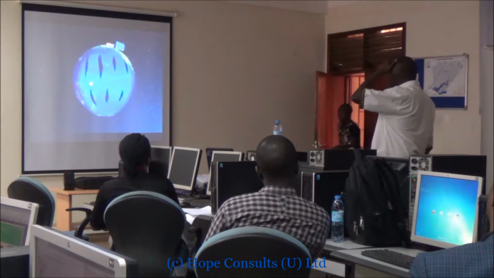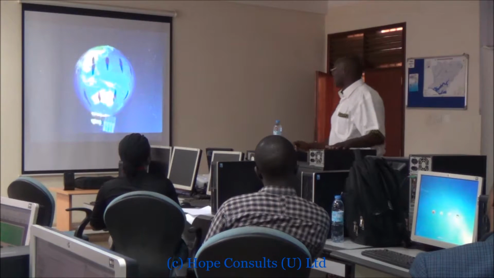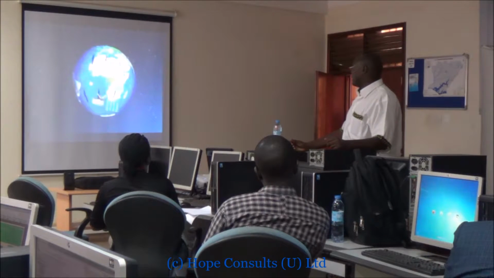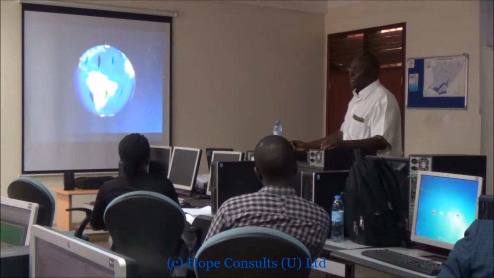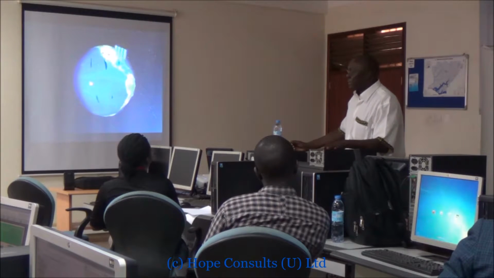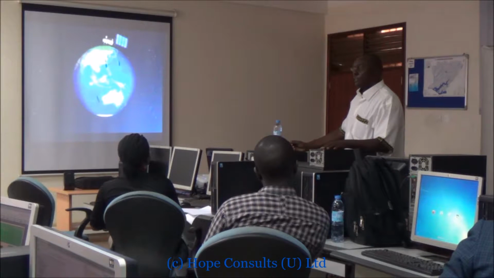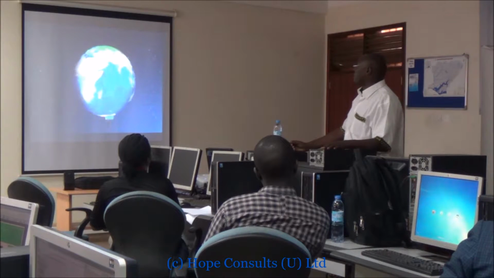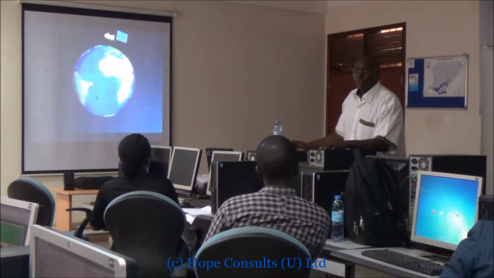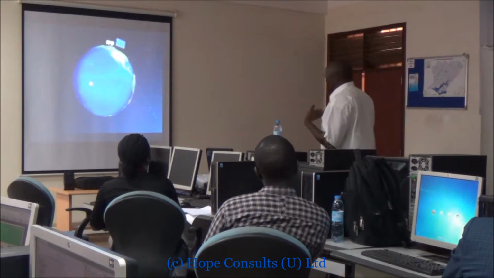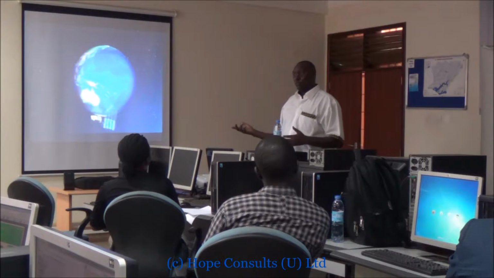QuickBird goes up to 60 centimeters, Ikonos 1 meter. Then you come to other sensors, 10 meters. Landsat, one of the oldest sensors, has 32 meters. Then you have MODIS, which goes up to 1 kilometer. Again, it comes down to the application that you want to use it for.